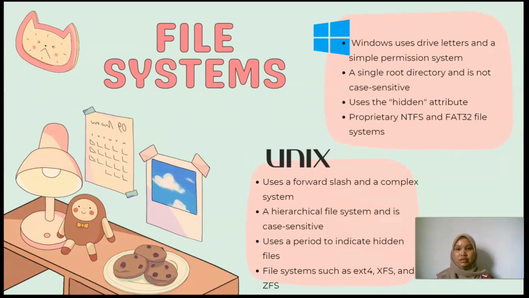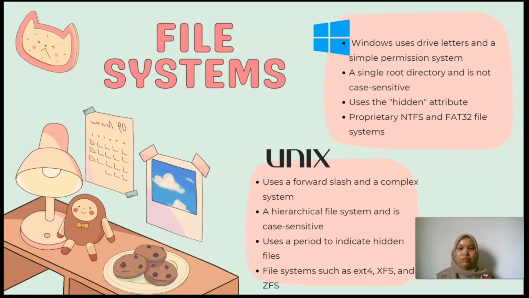And the last one is the file system. There are several differences between the file systems used by Windows and Unix-based operating systems, including file naming convention, file permissions, file hierarchy, case sensitivity, hidden files, and volume management. Windows uses drive letters and a simple read, write, or execute permission system, while Unix uses a forward slash and a complex system of user, group, and other permissions.